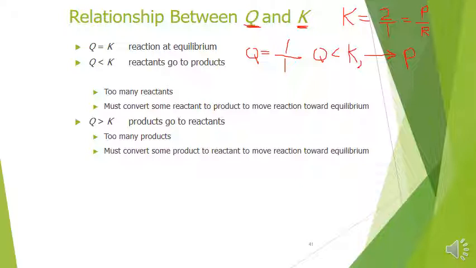Don't worry about these numbers, but that's what would happen: there will be more product, and when you get all done, the ratio will be 2 to 1.